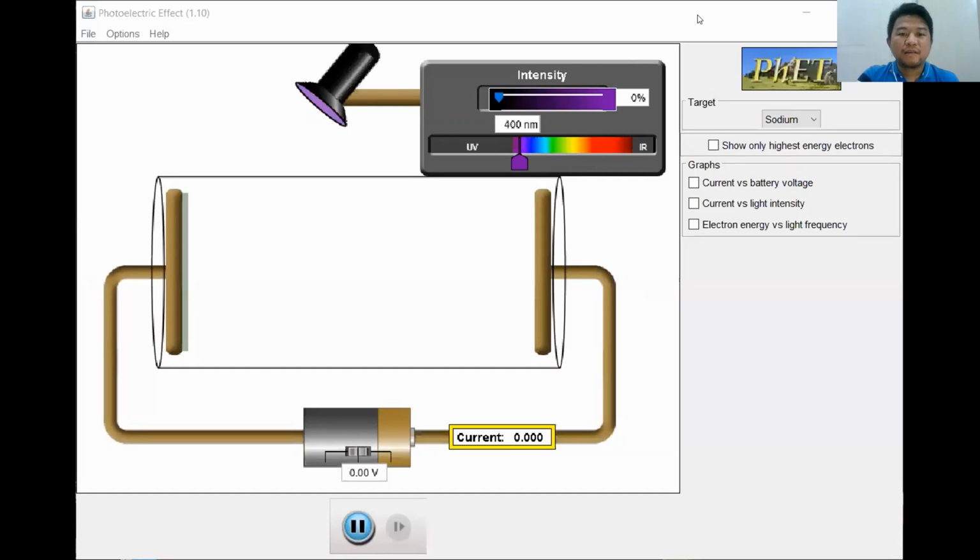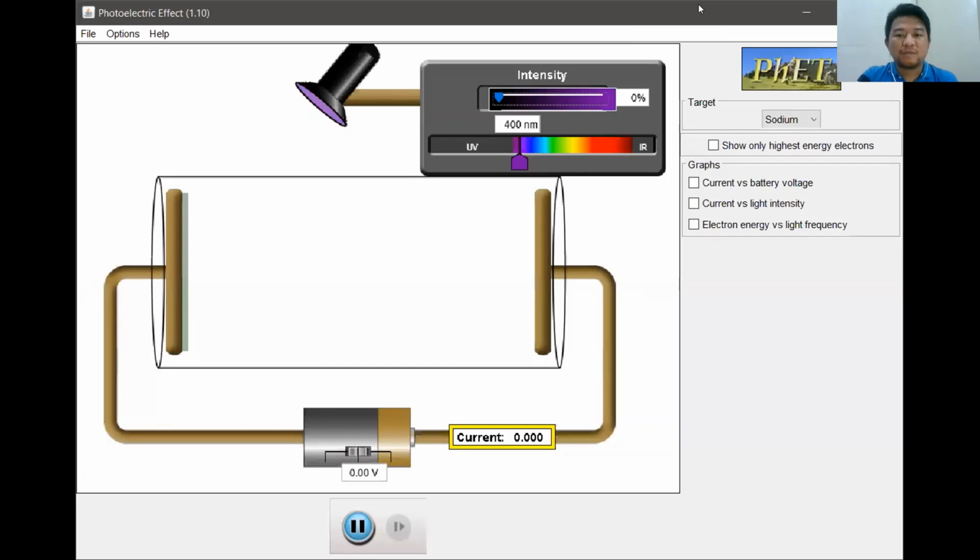photoelectric effect simulation that we have downloaded here. So students will be expected to explore this particular simulation. And in this simulation, by default, the intensity is initially 0 and the wavelength of light is 400 nanometers.